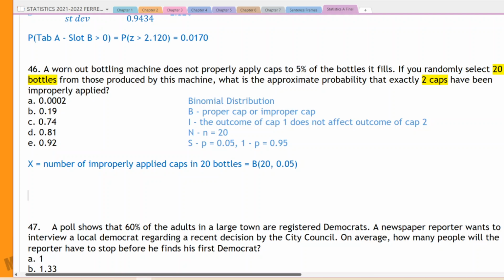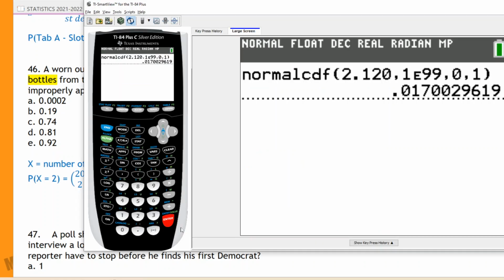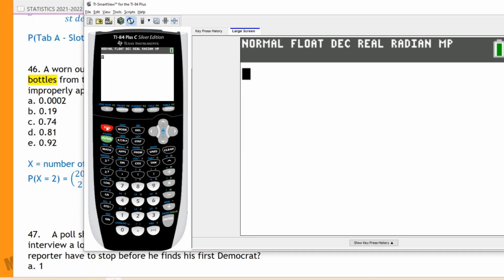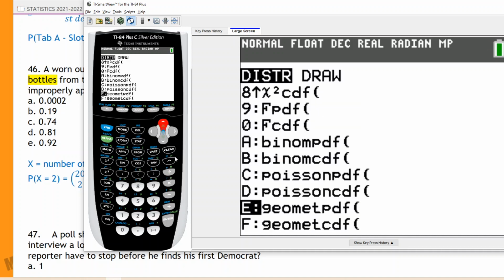So what we want to know is the probability that x equals 2. Since we know this is a binomial distribution, we have a formula for that. For writing down formulas, that is 20 choose 2, 0.05 squared, and 0.95 to the 18th power. Grabbing our calculator, we're actually not going to use that formula. We're going to write it down on our paper, but we're not going to actually use that. We're going to use binomial PDF.